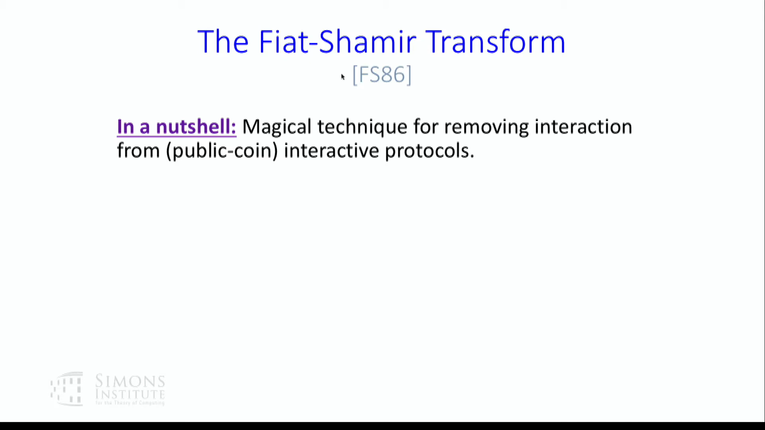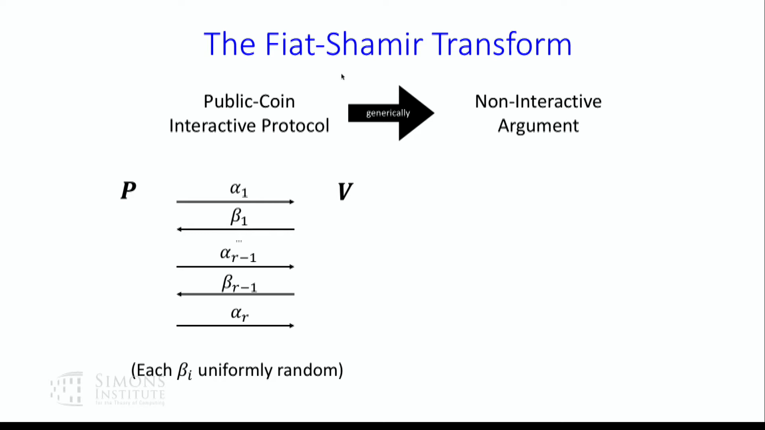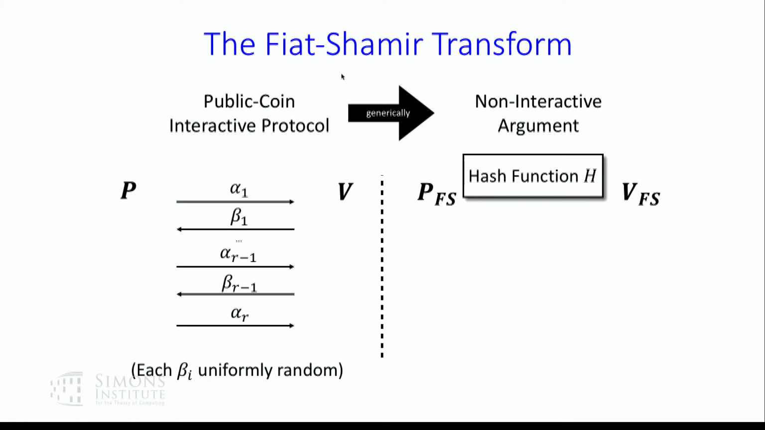So here's how it works. Start with an interactive protocol on the left. Fiat-Shamir turns it into a non-interactive protocol in the following way. We have some hash function that is publicly known and agreed upon between the prover and the verifier. And now the prover is going to send an entire transcript of the left-hand side protocol in one shot. One way you can do this is by computing a first message, and instead of waiting for the verifier to say anything back, just compute the hash of your first message and maybe the instance and pretend that's what the verifier sent to you.